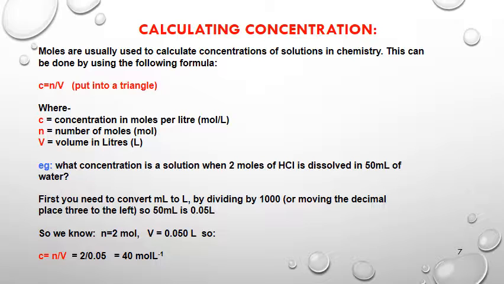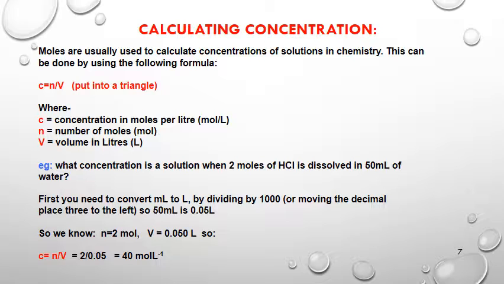So, for example, what concentration is a solution when 2 moles of hydrochloric acid is dissolved in 50 mils of water? Well, the first thing you have to do is convert the millilitres to litres, and you do this by dividing by 1,000, or if you want to be a bit tricky, moving the decimal place 3 to the left, so that 50 mils becomes 0.05 litres. So now we have the information.